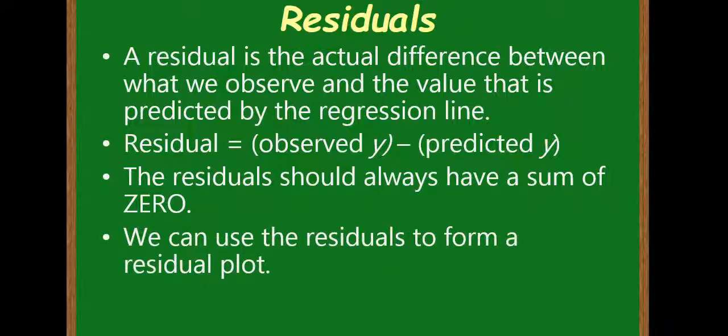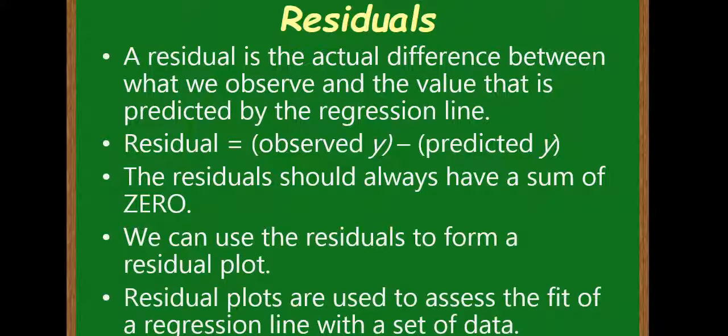Once we calculate all the residuals for a set of data, we can observe something we call the residual plot, which is basically a scatter plot of all of the residual data. Residual plots are often used to assess the fit of a regression line with a set of data. Now, after we look at how to form a residual plot, we can make a decision as to whether that data we're looking at is a good fit for linear regression.